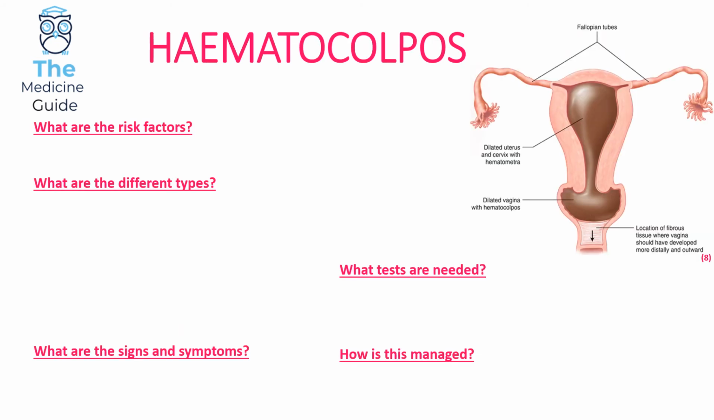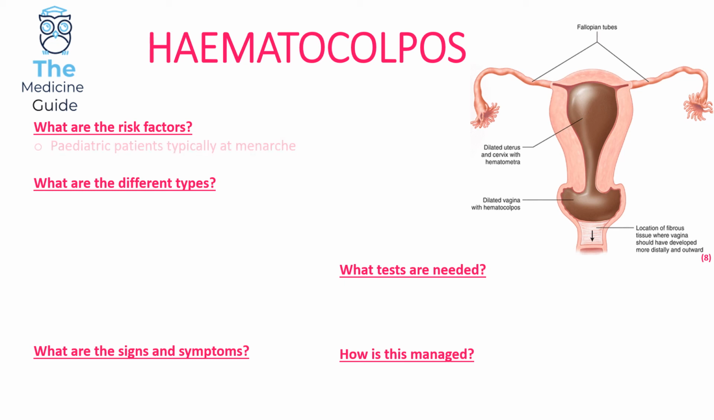So now we're going to look at haematocolpos. To put things quite simply, haematocolpos is when there's an accumulation of blood in the vagina because you've got an imperforate hymen, or it could be described as a lower vaginal atresia. If you have a look at the picture on the far right hand side, you can see that blood is just accumulating within the vagina and unfortunately it can't be expelled.